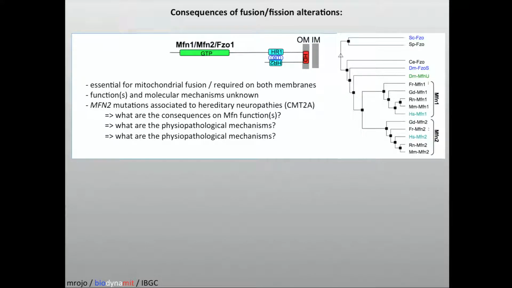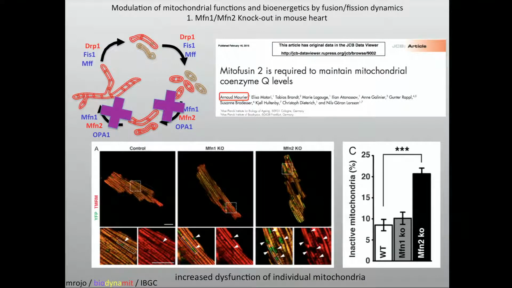So this is a symbol of mitofusin, mitofusin 1, with the membrane topology, its conservation within all eukaryotes, even down to fungi, the presence of two homologs with redundant, mysterious functions in humans. And we know that these mitofusins are essential for mitochondrial fusion, required on both membranes. The function and molecular mechanism is rather unknown, and we know that mitofusin 2 mutations are associated with hereditary neuropathy. Okay. So we don't know, however, what are the consequences of these mutations on mitofusin functions. We don't even know how mitofusin functions.